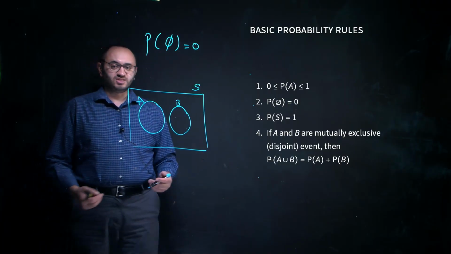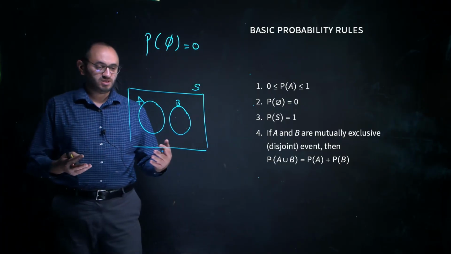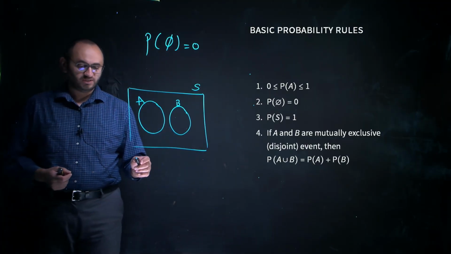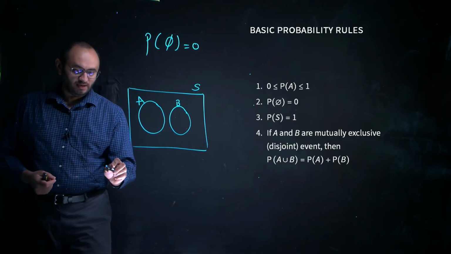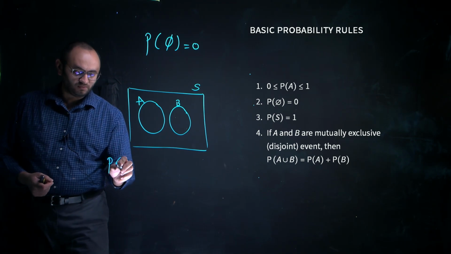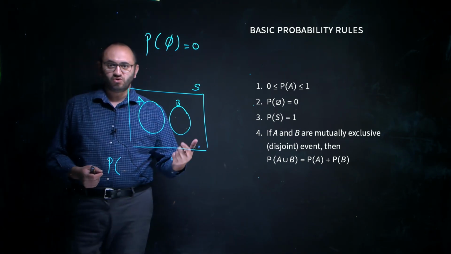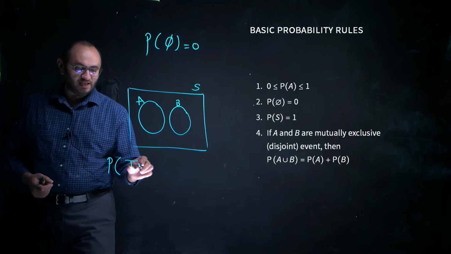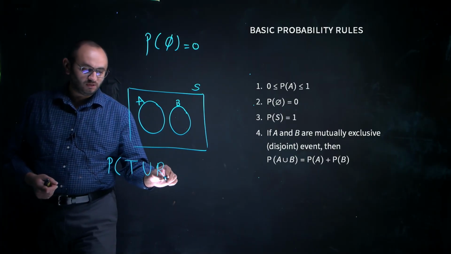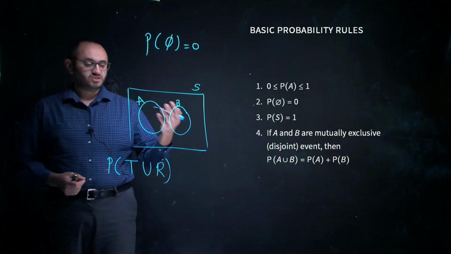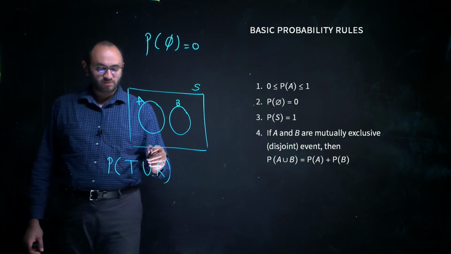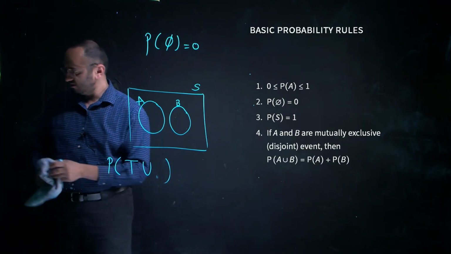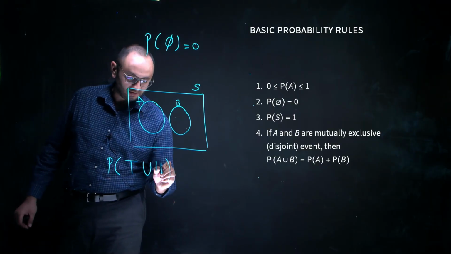So let me give you an example of probability of the union of two events. Suppose we have two events, like probability of, you flip a coin. When you flip a coin, you get tail or head, right? So what is probability of getting tail or head? Right? So union means or. So I'm sorry, T or H. H means head, right? Probability of getting tail or head.